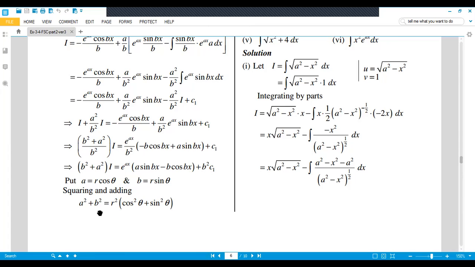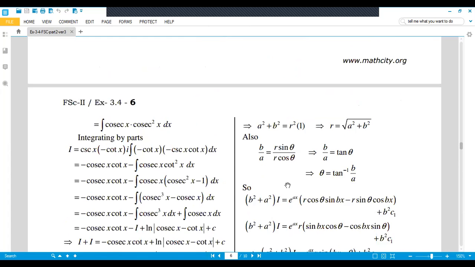Now we put these values in the question. In place of b square plus a square, we put r square (cos square theta plus sine square theta). So r square into 1, which implies that r is under root a square plus b square. So b over a is r sine theta over r cos theta, and b over a is tan theta, r and r cancel, and theta equals tan inverse b over a. So these values we put in the equation.